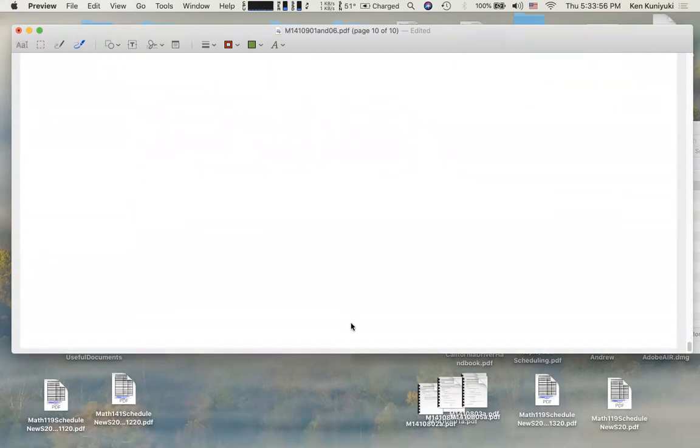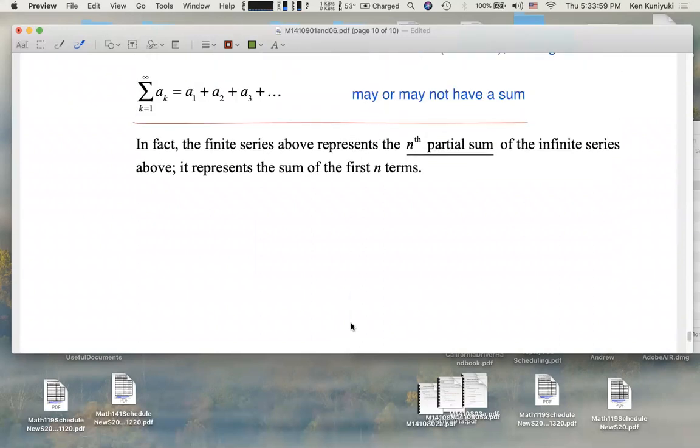Next up, we're going to talk about particular types of sequences and series. We're going to categorize them. Some very important ones.